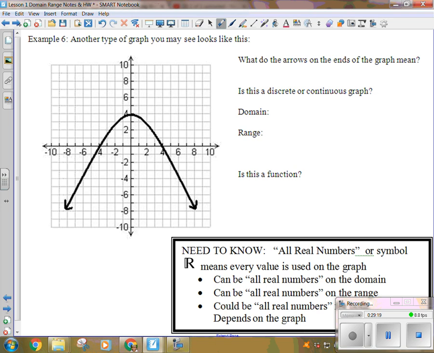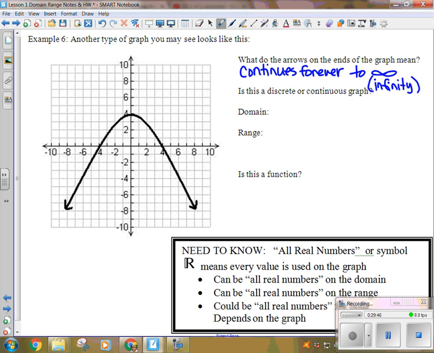Okay, what do arrows mean on the ends of a graph? Well, I hope you know that that means that it continues forever. And if it continues forever, what do you call that? What is the idea that numbers will get bigger and bigger and bigger forever? Well, they will continue forever to infinity. So that's what we symbol. It looks like a sideways 8, and we call that infinity.